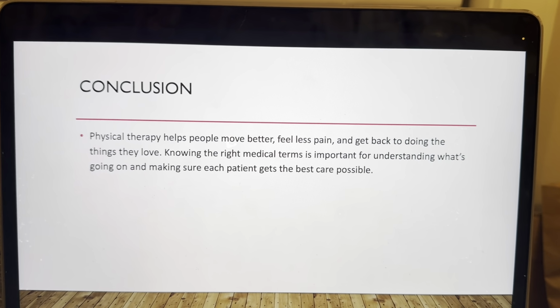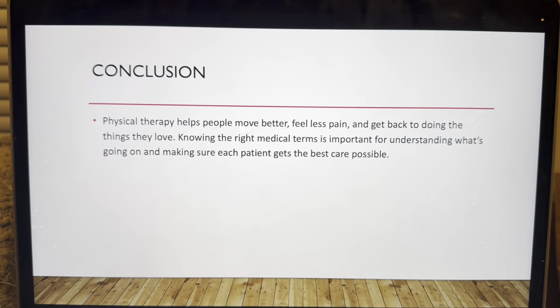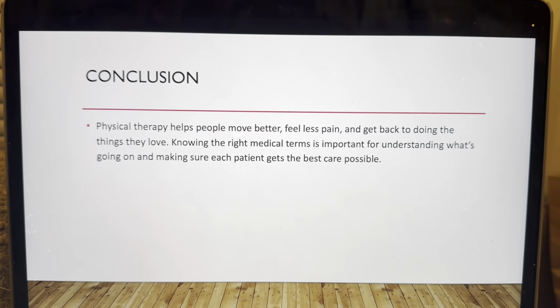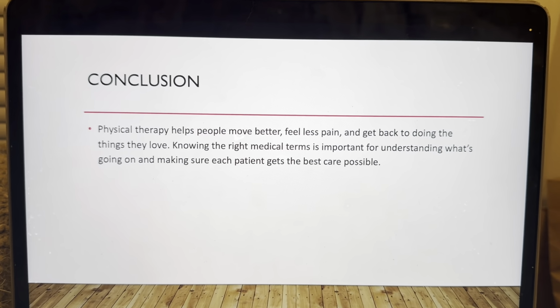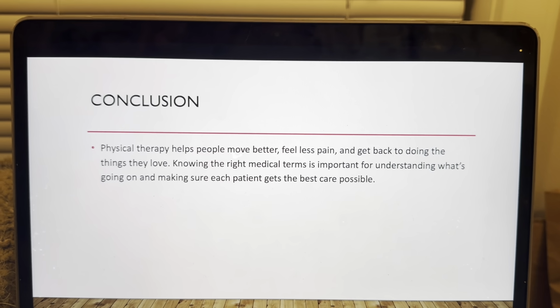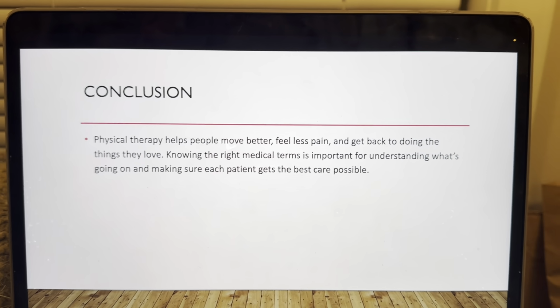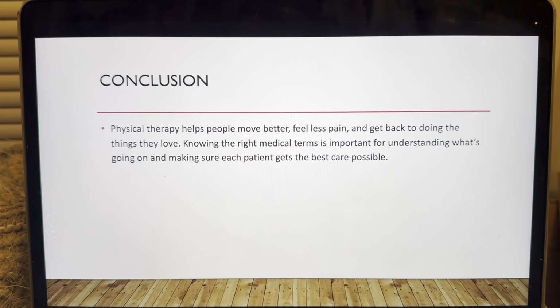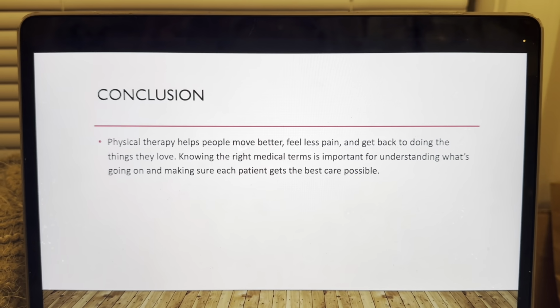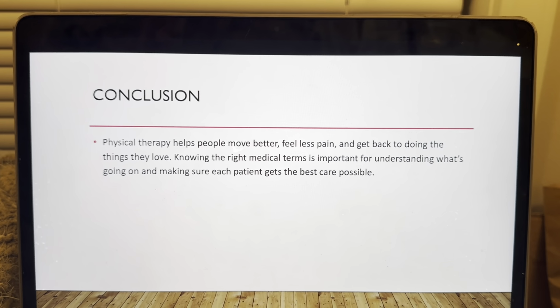And also, over the course of this class, my ability to break medical words into roots, prefixes, and suffixes has also improved. And I still want to learn more about terms used in specialty areas of physical therapy, like pediatrics and vestibular rehab. And I hope to grow my ability to explain complex medical terms in a way that all patients can understand.